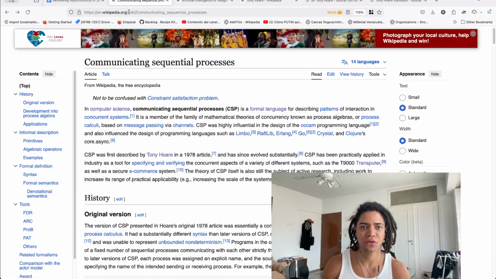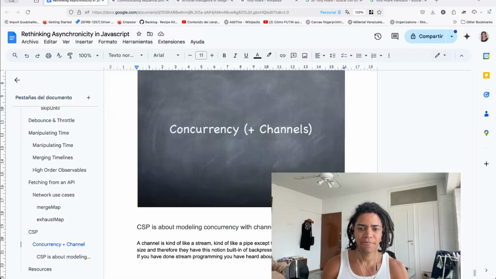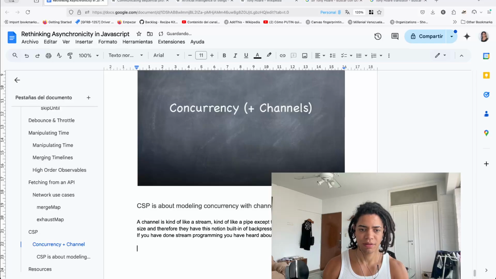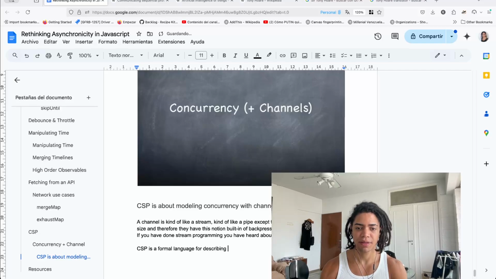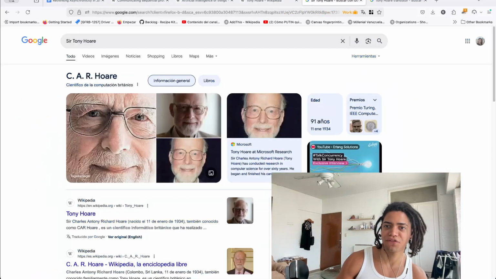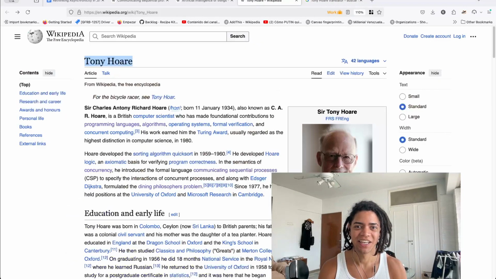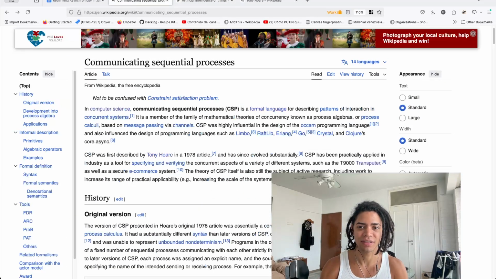So it is CSP. Specifically, CSP is a formal language for describing patterns of interacting with concurrent systems, or of interacting in concurrent systems.